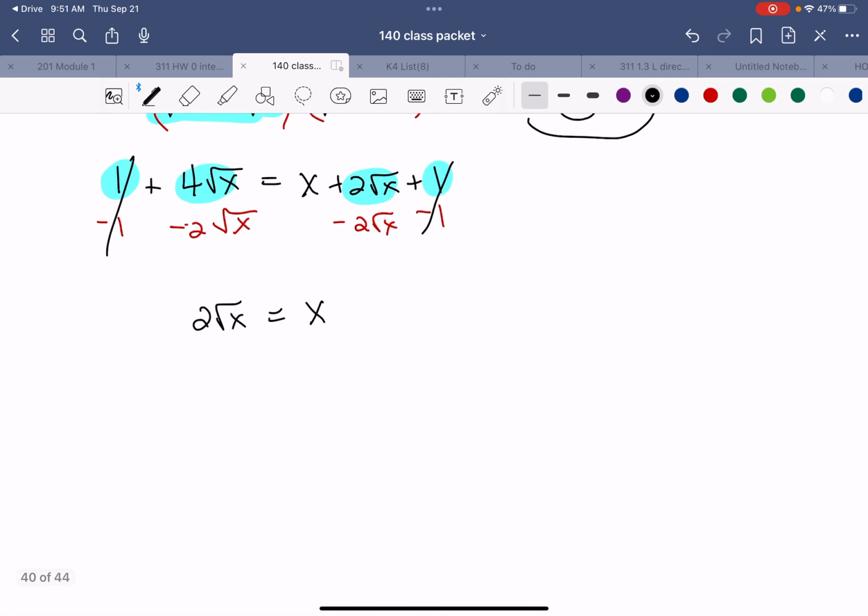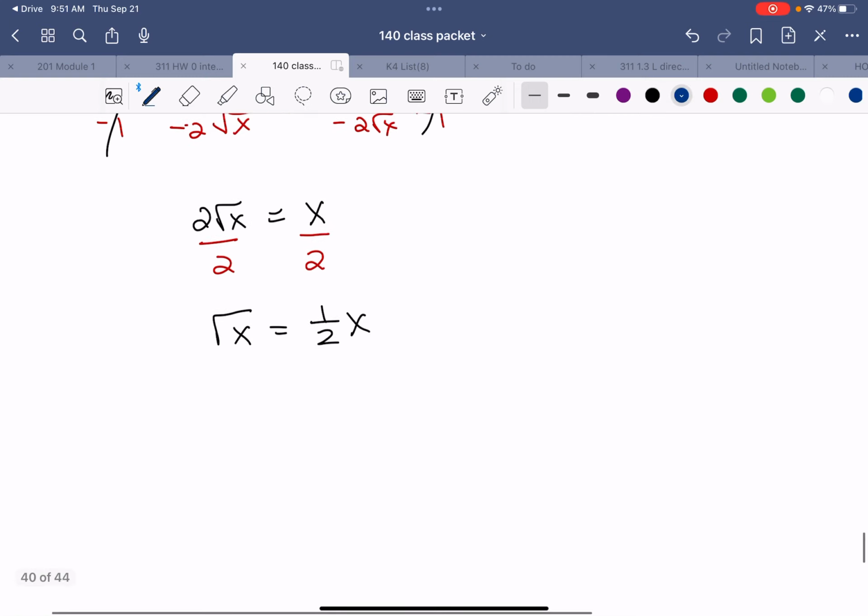Now I'm going to solve for that radical. I'm going to get it all by itself. So I'm going to divide by the 2 first. And that gives me root x equals 1/2 x. And now that that radical is all by itself, now I can go ahead and square both sides.